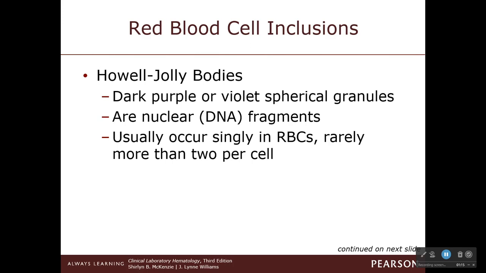Red cell inclusions continued. Howell-Jolly bodies. These are very common. You can see these. Howell-Jolly bodies are basically remnants of the nucleus. So if I ask you the composition, you would tell me DNA. Howell-Jolly bodies are remnants of the nucleus, so their composition is DNA. Usually they occur in RBCs, rarely more than 2 per cell. Usually you just see 1.